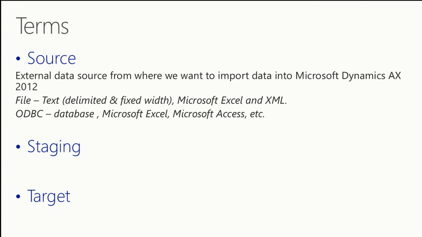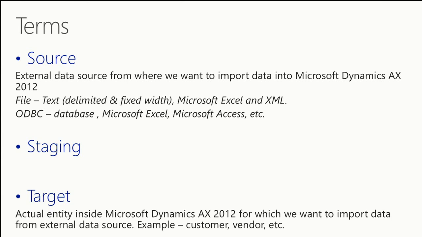In the prior release we did not have native support for Excel and XML. But another source which we supported from day one was ODBC, which basically means you can pull data from external databases or external applications which have ODBC drivers available. And even Excel and Access was one of them. That is mainly source. Now next we talk about is target. Target is the actual entity for which you want to import data. Things like customers, vendors, journals. And I'm going to talk a little bit more about what entity means and how we envision it for the future, in terms of AX 2012.